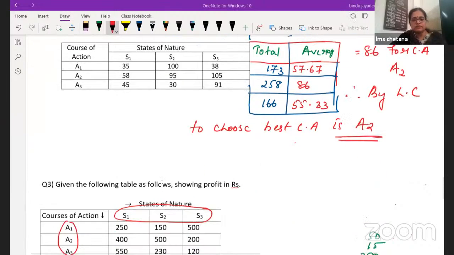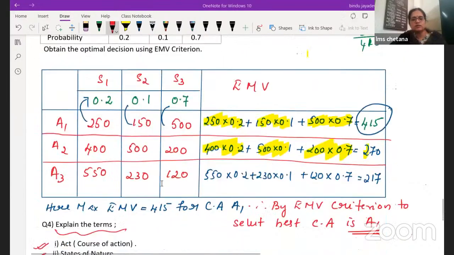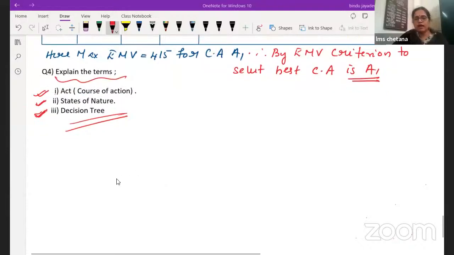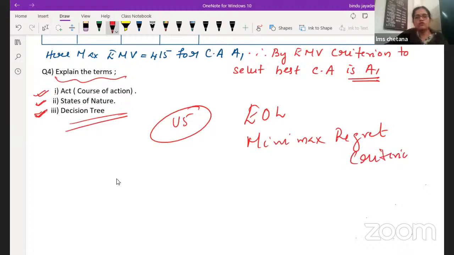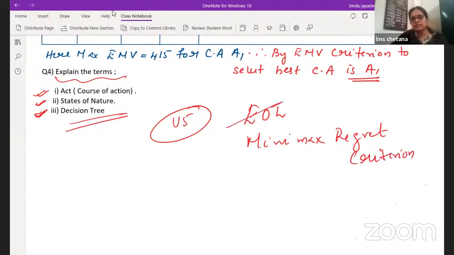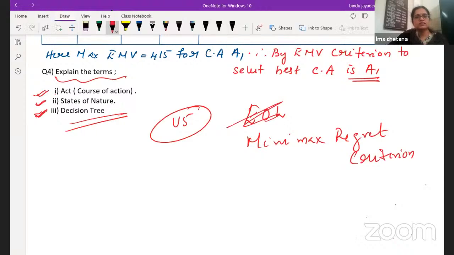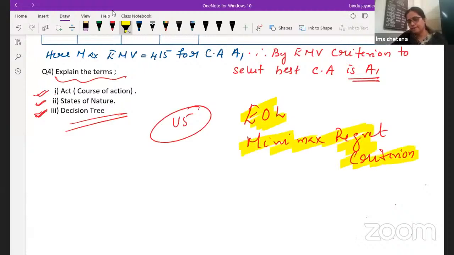Now, only this revision class for unit number 5. I'm not done with EOL and Minimax regret criteria. Okay, all of you go to the notebook and practice. Just revise this part, EOL and Minimax regret criteria. This is the only thing which is left out in that part. And this is the easiest, unit number 5.